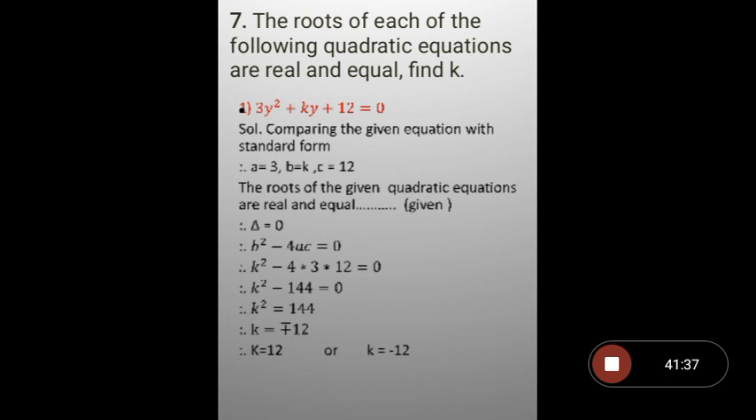Therefore, k square is equal to 144. After that, taking square root on both sides, we get k is equal to plus or minus 12. So we can write the value of k is plus 12 or the value of k is minus 12.